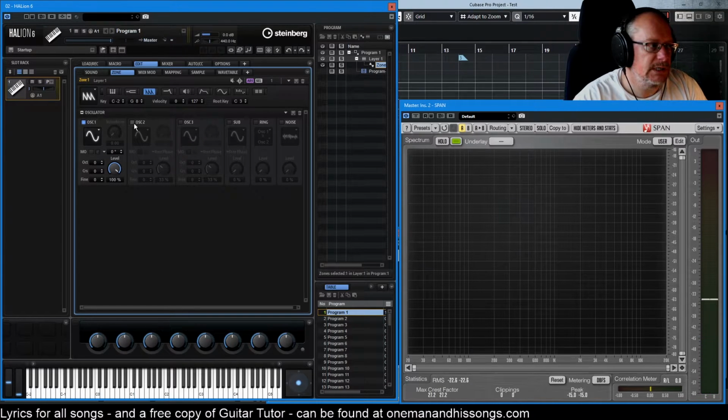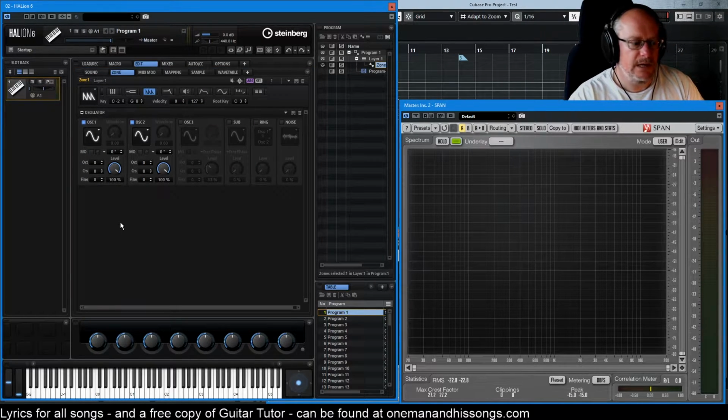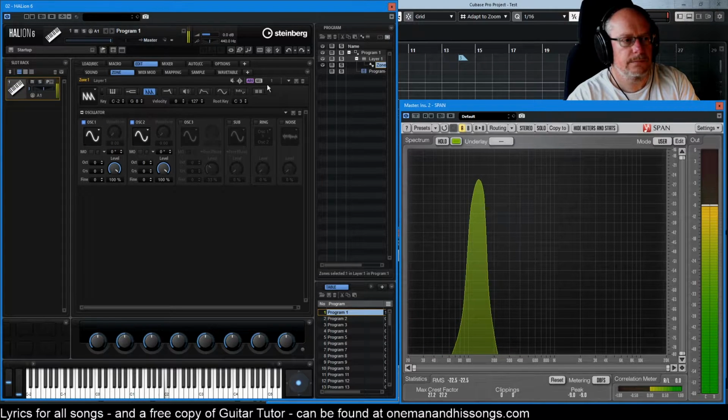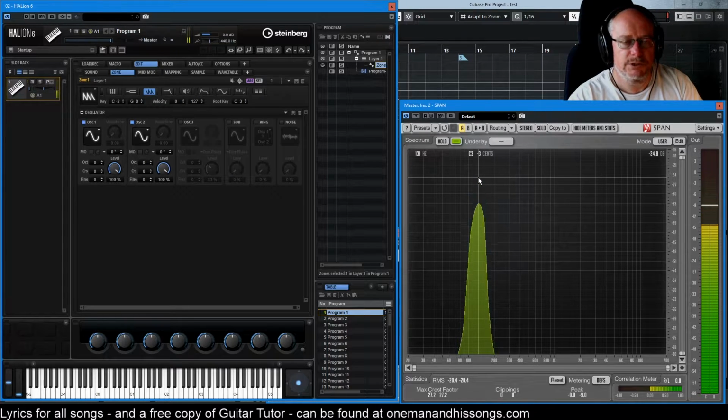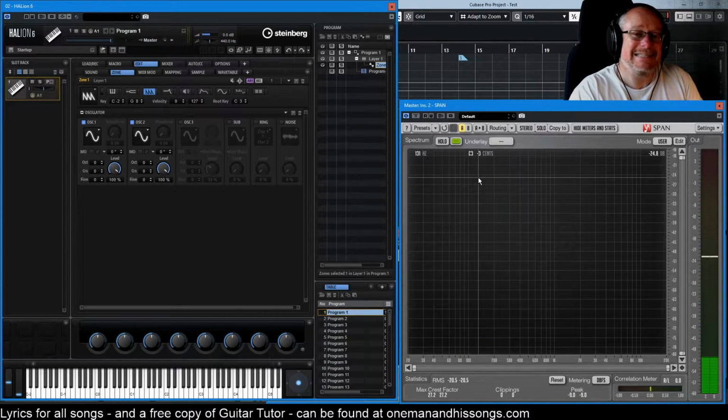Now I'm going to introduce a second oscillator. I'm going to fix this phase as well, set that level to 100%. Now when I press a key, it's the same sine wave, but now the volume is minus 25.6 decibels, louder than when I played a single oscillator on its own.